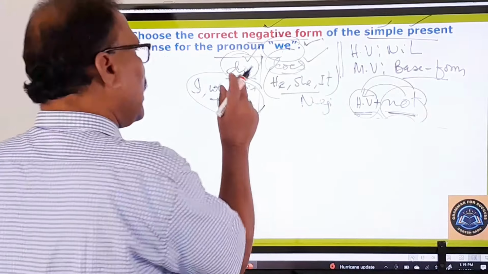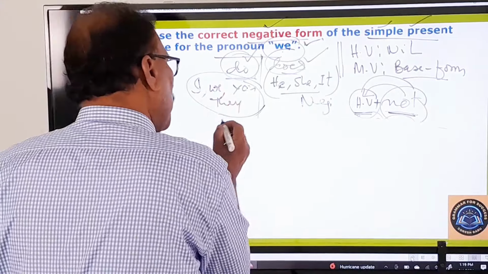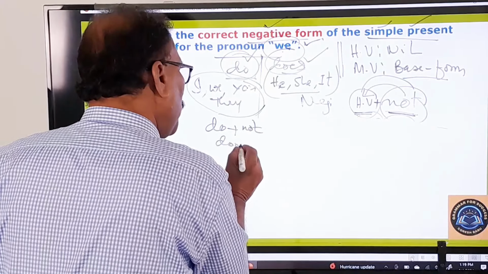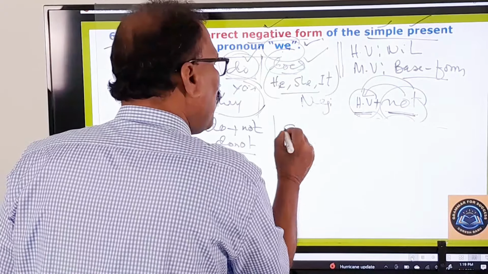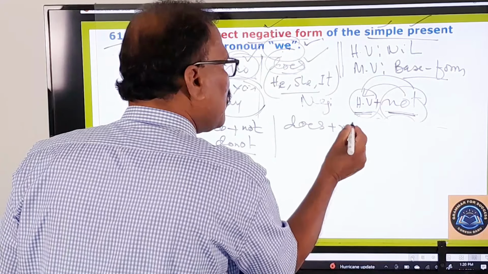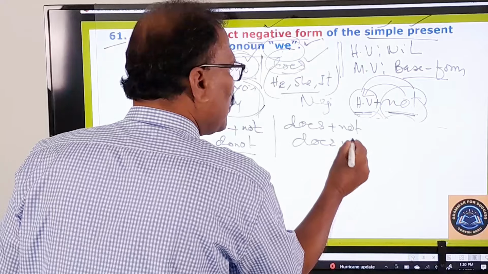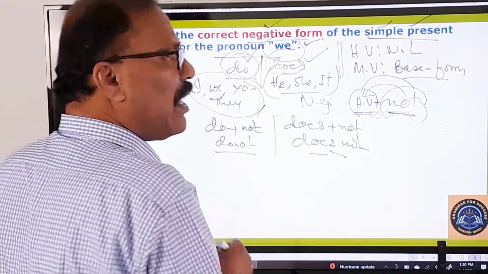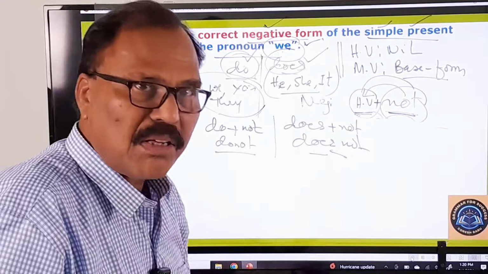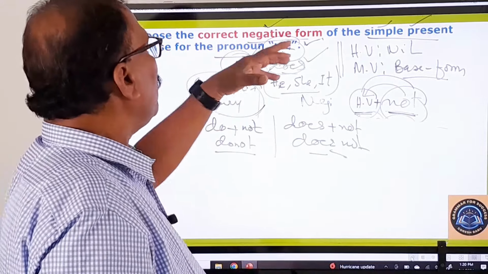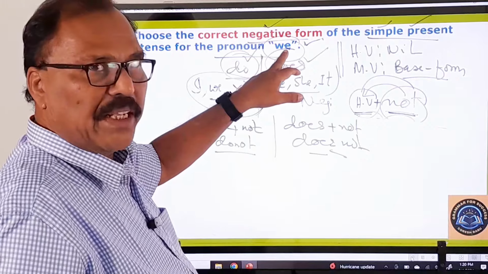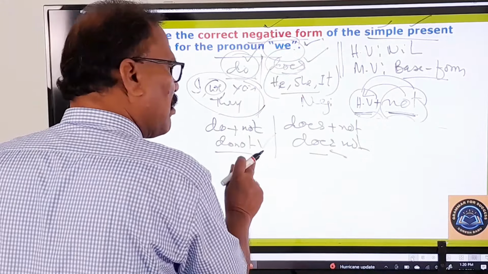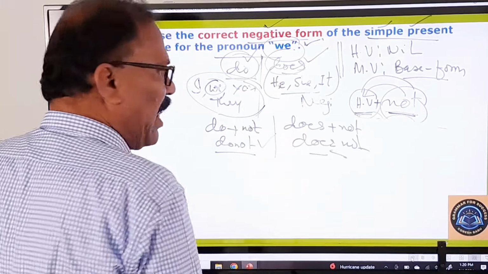For forming the negative statement for these persons, we therefore say do plus not. That becomes do not. For he, she, it, does plus not, does not. So for these persons do not, for these persons does not. And therefore here in the question, what is the examiner asking you to do? He is asking you to show the negative form of this we in the simple present. So what is the negative form of we? For we use only do not. Please keep these things in your mind and you can easily answer.